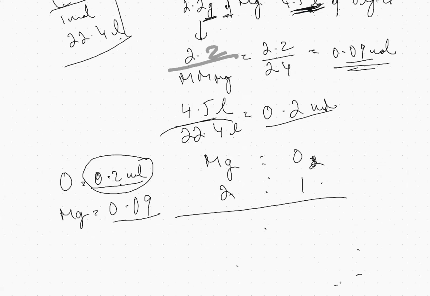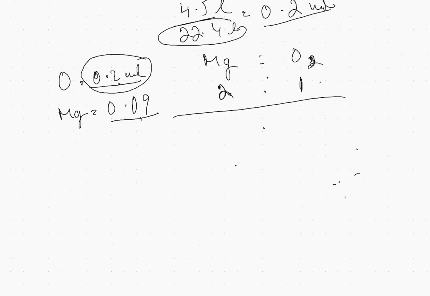So if I have 2 magnesium, I need half of that oxygen. If I have 1 mole of magnesium, I need half. 2 to 1: if I have 2, it's 1; if it is 1, half. So if I have 0.09, I would need half of 0.09. 0.09 divided by 2, I get 0.045. So if I use the entire magnesium, I need only 0.045 oxygen. We have 0.2. I need only 0.045.